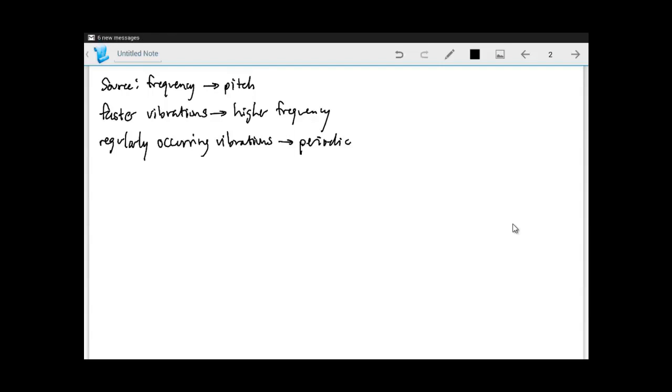When it's not periodic, so not regular, we call that aperiodic. And that's more interpreted as noise. It doesn't sound very good when it's not regular.